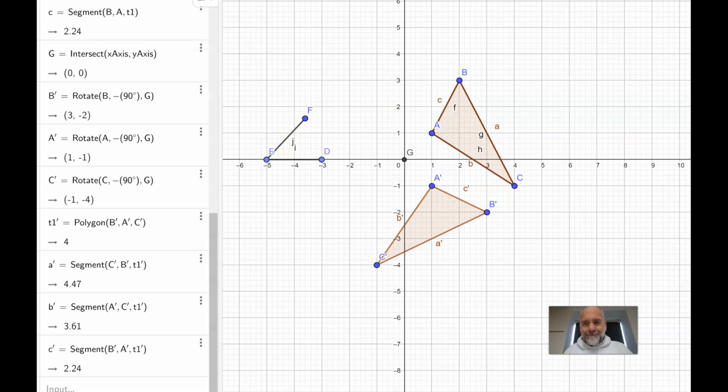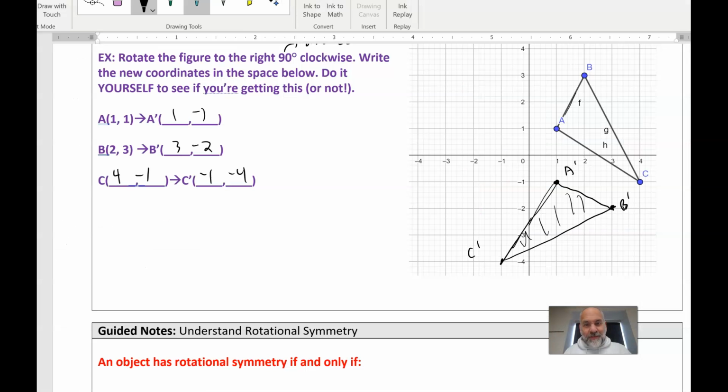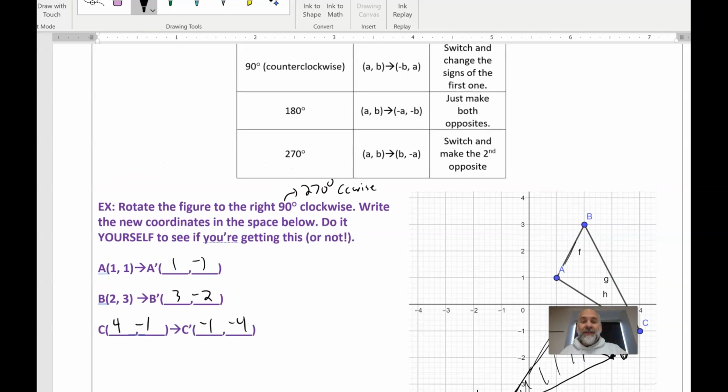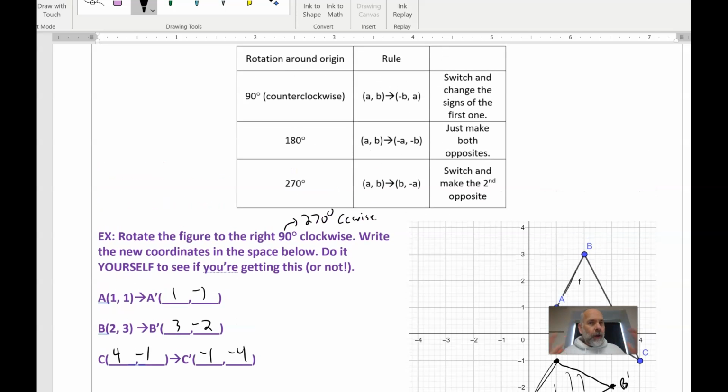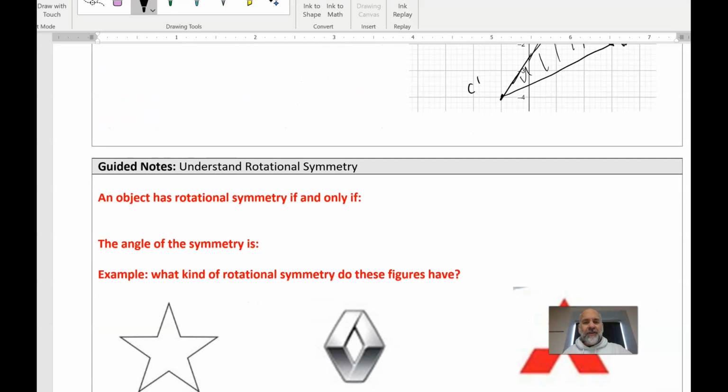All right, enough rambling. So that's how you can rotate using a rule. We have these rules for rotating a specific number of degrees, but only around the origin. If you say, well, what about 100 degrees or 54.2 degrees? The rules don't help. You'd need something more than that, and that's something we don't worry about now.